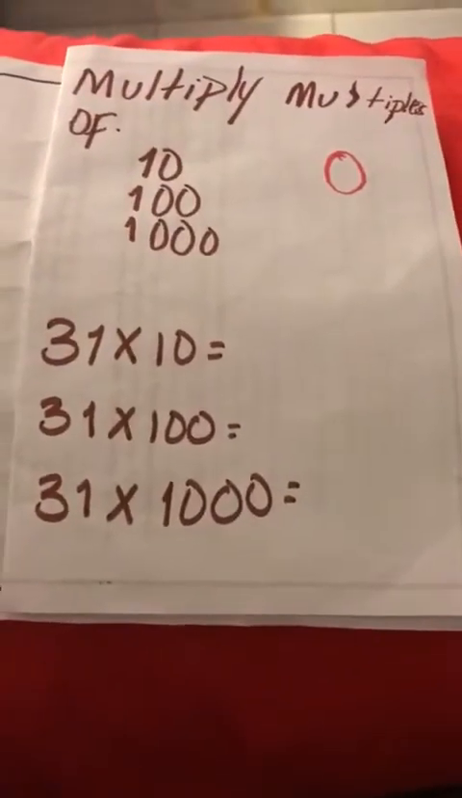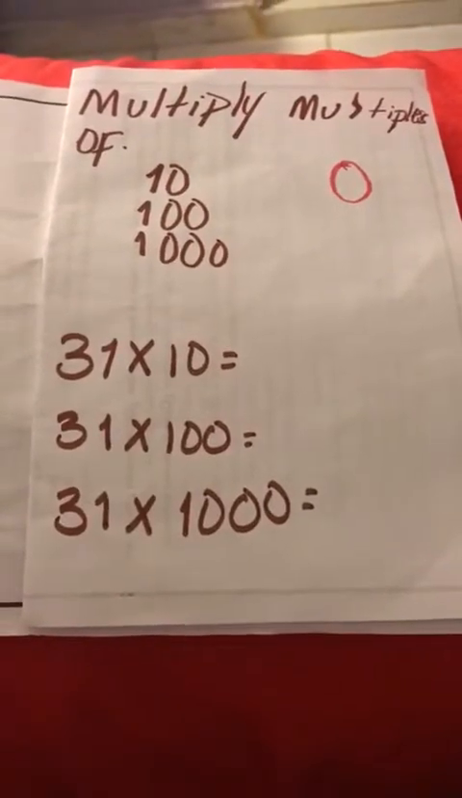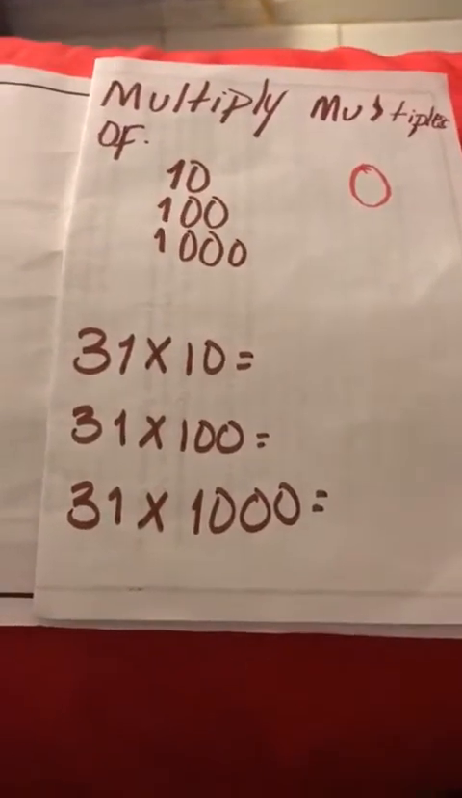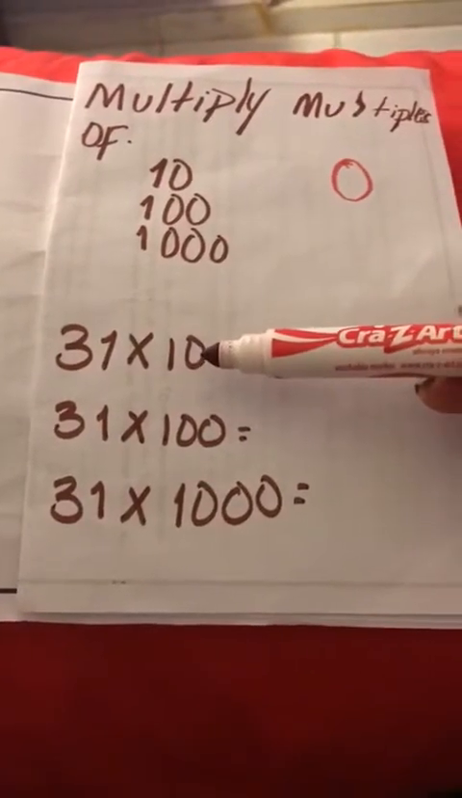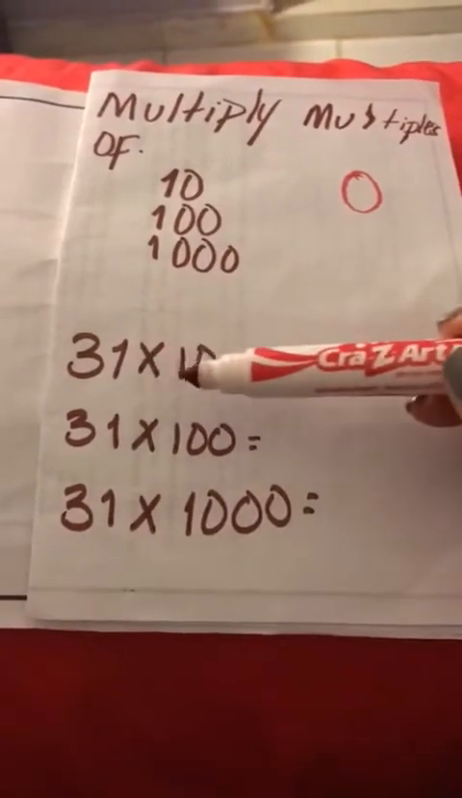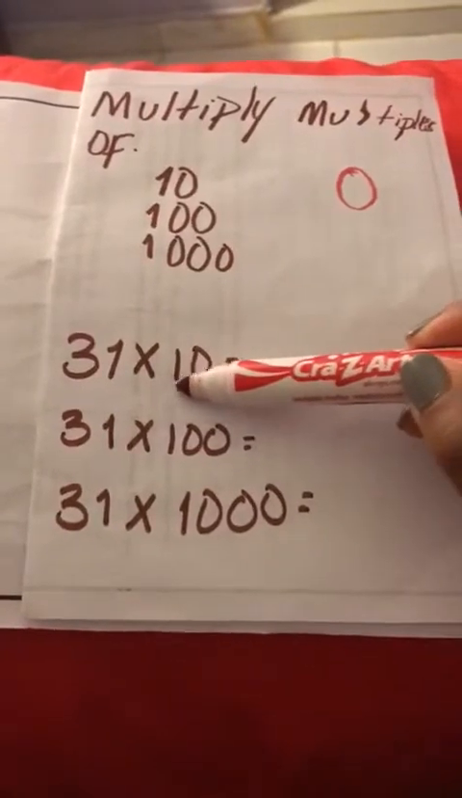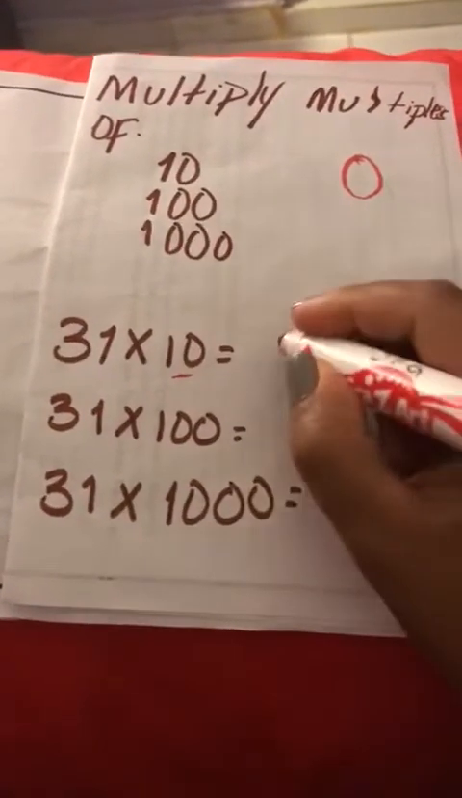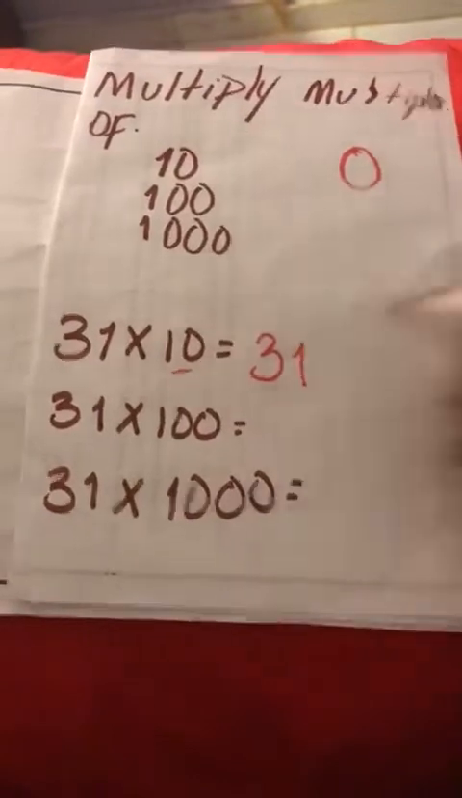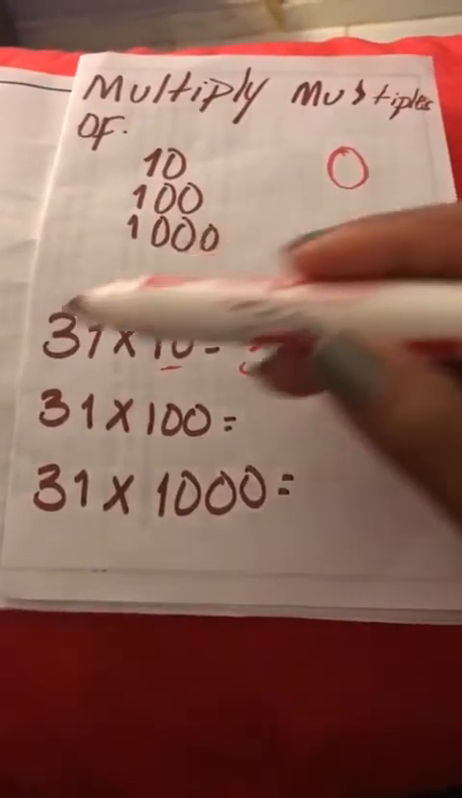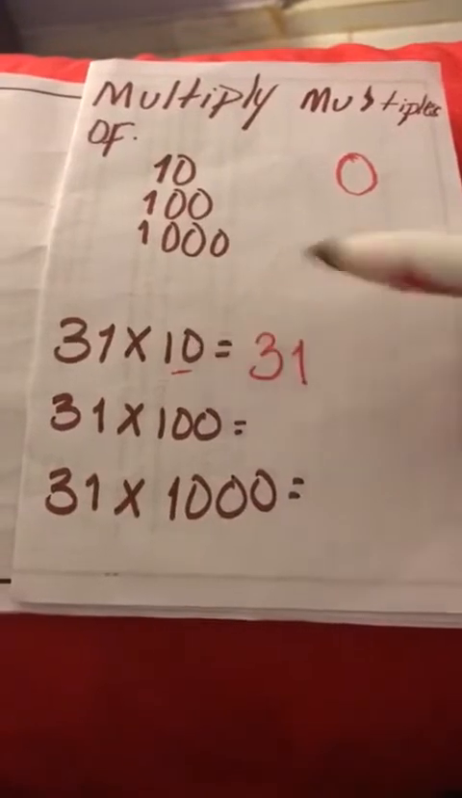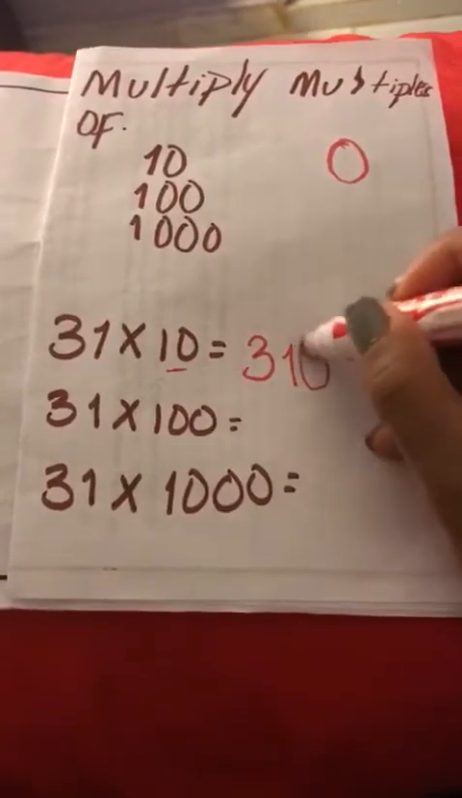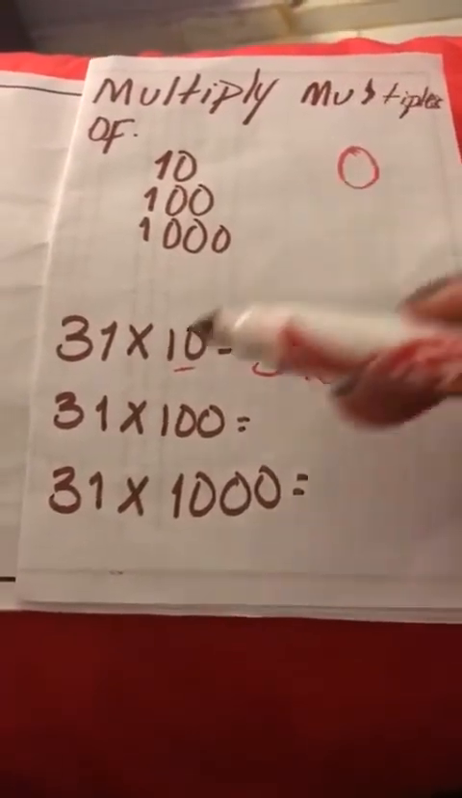Okay, for making this multiplication easier to understand, instead of saying 31 by 10, we are going to say 31 by 1, which is going to be 31. And then I'm going to count how many zeros are here. And it's 1. So I'm going to add the 0. That's what I meant when I was explaining the other part.